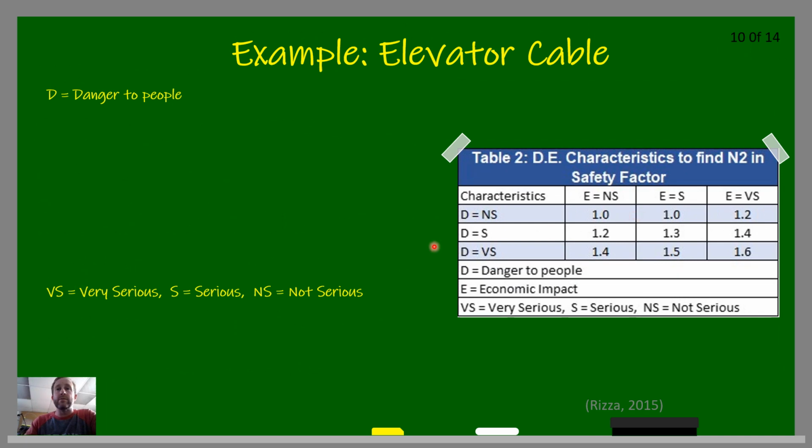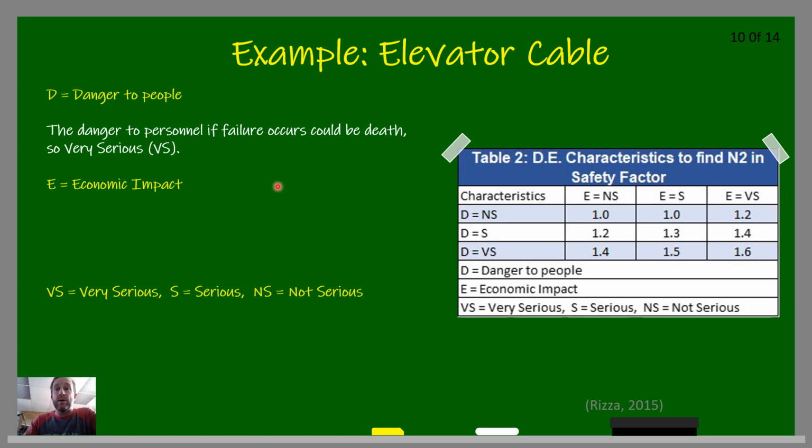Our next table, we have our D and our E. We're going to try to determine characteristics and how to choose out of the table. So D, danger to people, the elevator. Could people get hurt? Yes. Could death occur? Unfortunately, yes. It could be pretty bad. So we're going to put very serious. The danger to personnel if failure occurs could be death. Very serious. That's VS over here.